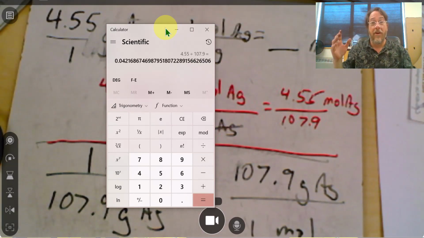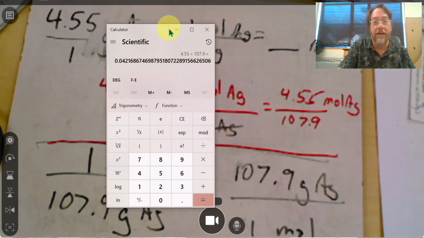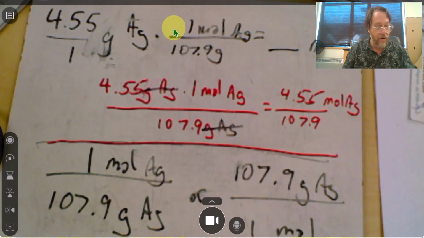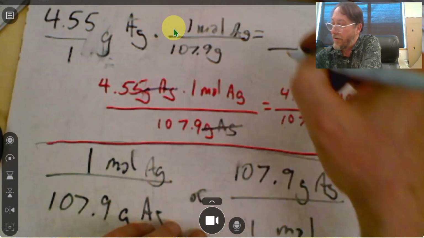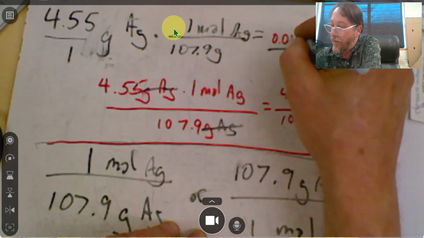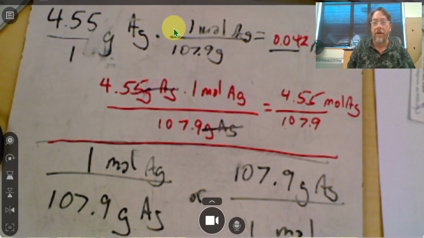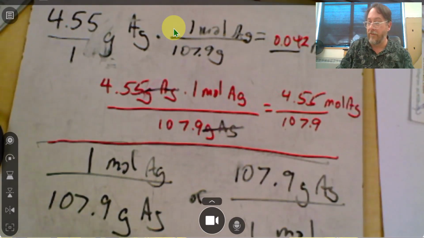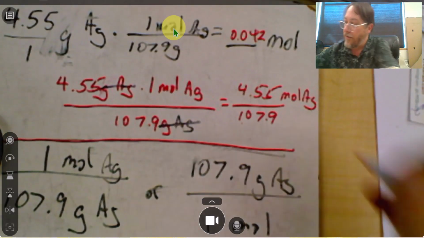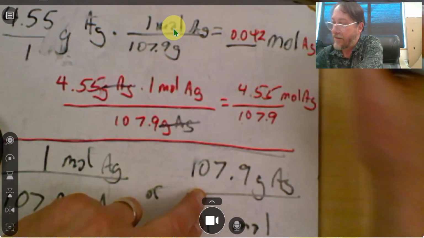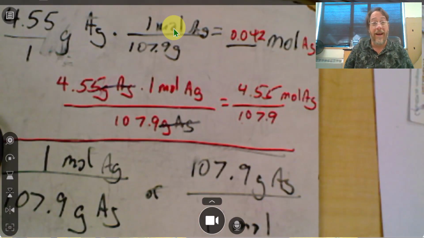And that tells us 0.042. And so let's go ahead and minimize the calculator, and we'll write that 0.042 moles, right? Let's bring this over. Moles of Ag, silver.